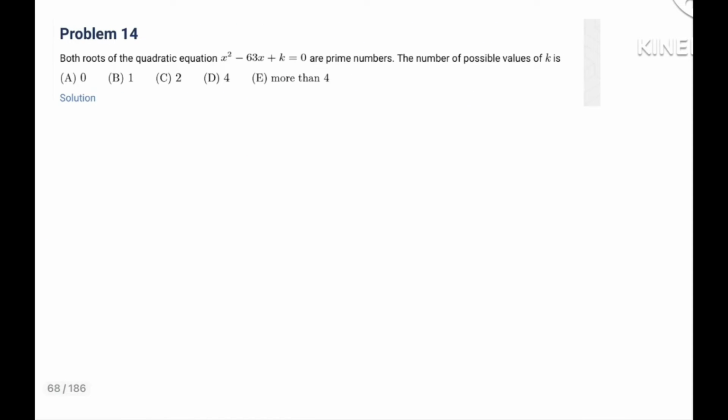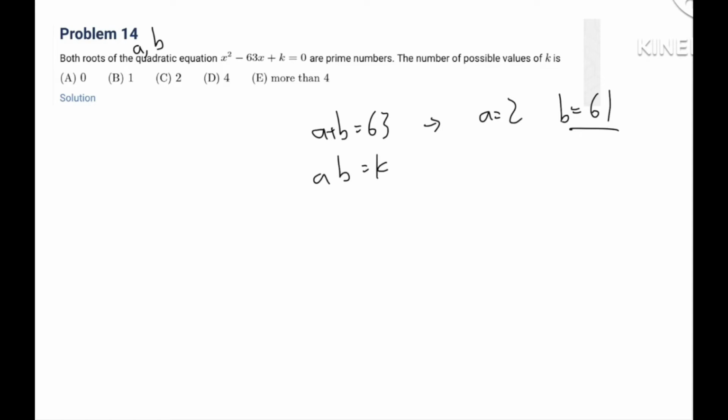Problem number 14, both roots of the quadratic equation x squared minus 63x plus k equals 0 are prime numbers. So both roots are prime numbers, and if both roots are a and b, a plus b equals 63 and ab equals k. The number of possible values of k. Okay, so the only way that the sum of two prime numbers could be an odd number is that one is 2. So the only way that this could happen is a equals 2 and b equals 61. And the question here is, is 61 a prime number? And 61 is a prime number, so this is the only way that's possible. So k can be only one value.